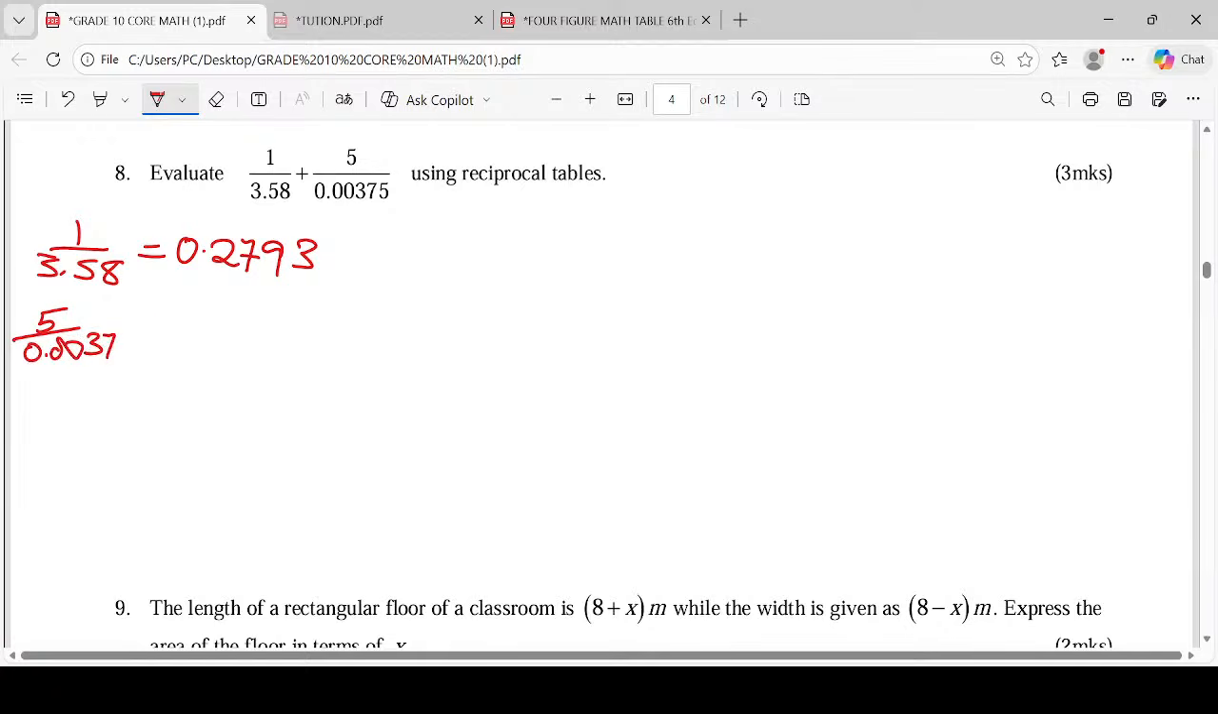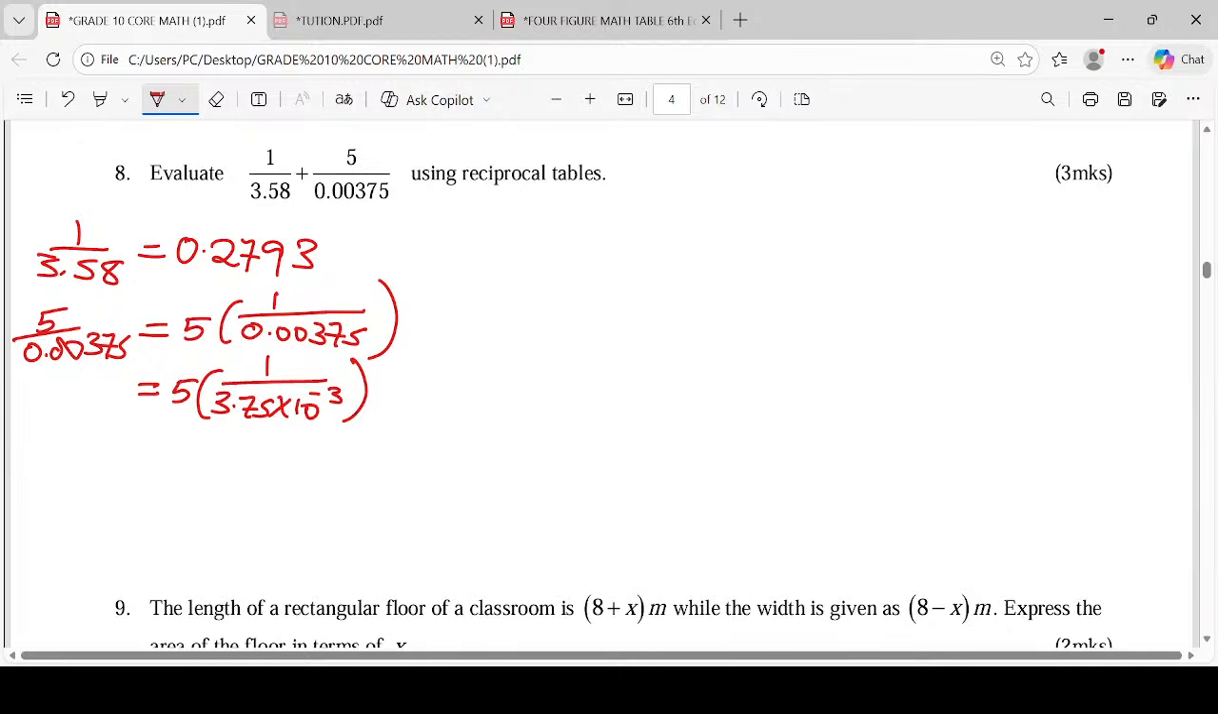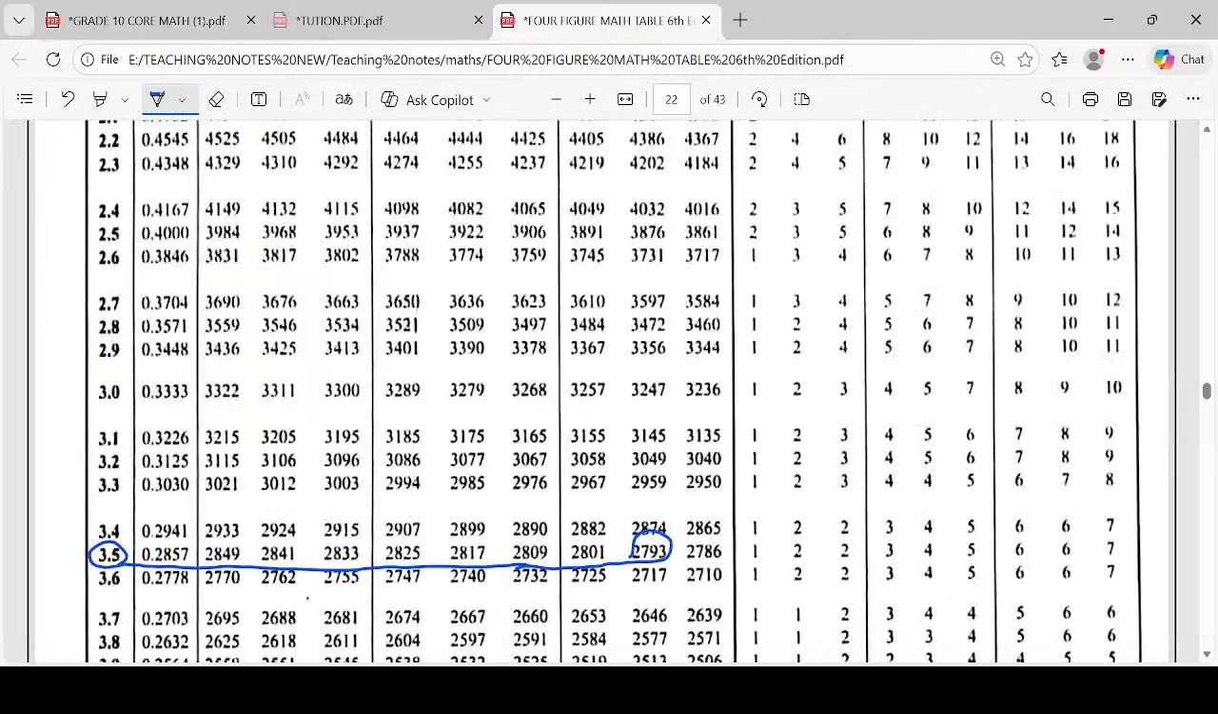Step number 1, always factor out the numerator. You factor out the 5 into 1 all over 0.00375. This will now be 5 into 1 all over 3.75 times 10 power negative 3. So let's proceed. This will be now 5 into 3.75. Let's look at 3.7, ladies and gentlemen. It's here. Then 5 is here. So that will be 0.2667.